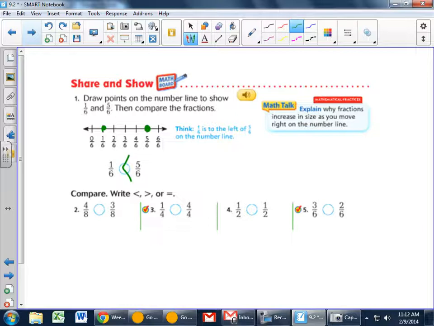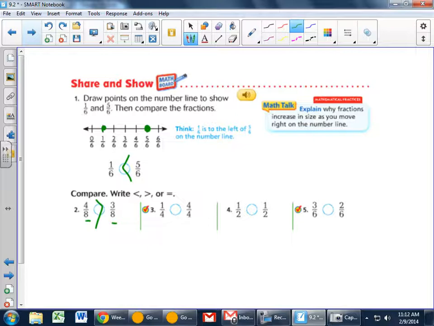Is it to the left or to the right? So 1/6 is to the left of 5/6 on the number line, so you know that 1/6 is smaller. Okay, so always looking at our numerator, you're going to compare 4/8 and 3/8. The denominators are the same, they're both 8, so which one is bigger, 4 or 3? Super easy. Go ahead and finish 3, 4, and 5, please.